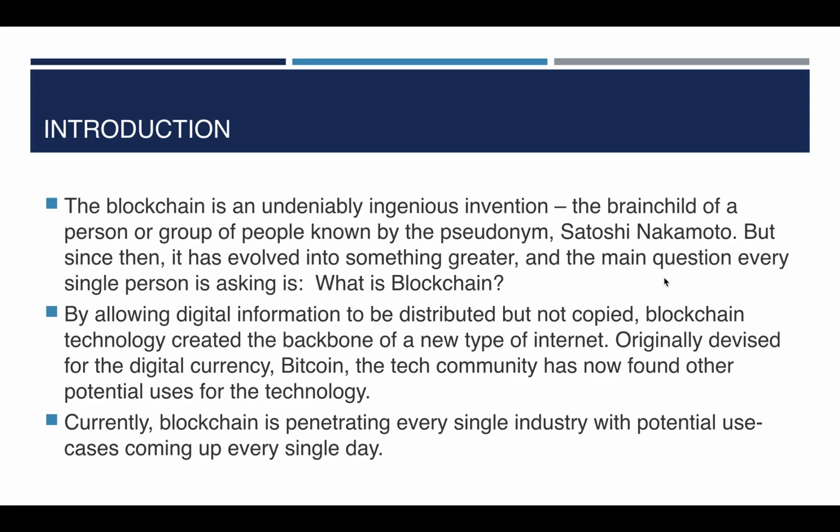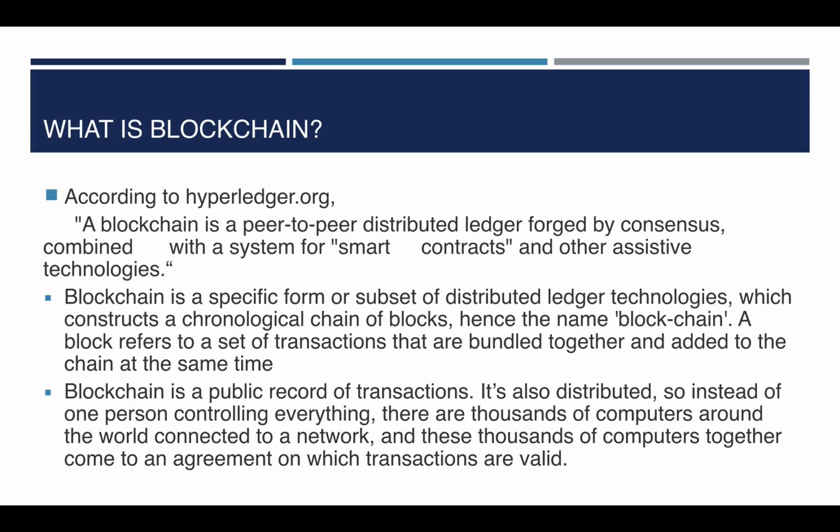So Bitcoin, as we already know, was originally devised for digital currency exchange. After that, we came to a conclusion that blockchain can be used for other use cases as well. So now let us see the hyperledger.org definition of what blockchain is. As you can see from the slide, a blockchain is a peer-to-peer distributed ledger forged by consensus combined with the system for smart contracts and other assistive technologies.